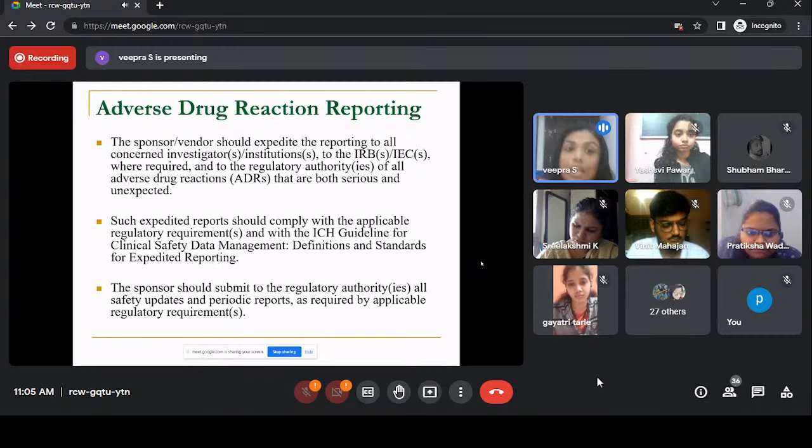Okay. So in case any adverse drug reaction happens, any event which is related to the investigational product, and such an event is serious and unexpected, then the sponsor or the vendor has to inform the corresponding authorities, like the institution, the EC, and the regulatory authority. They will do this according to the regulatory requirement.